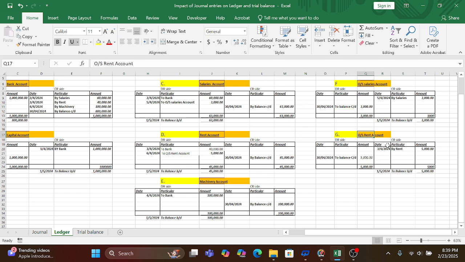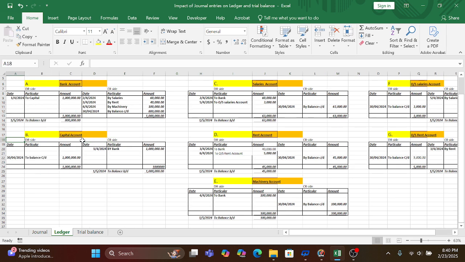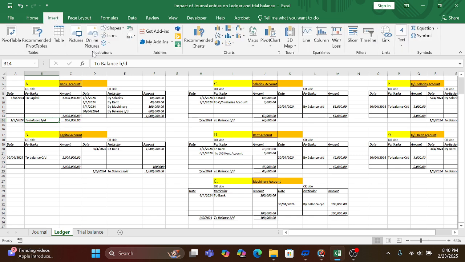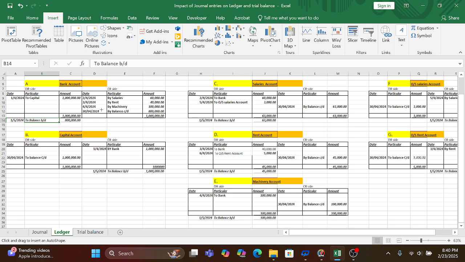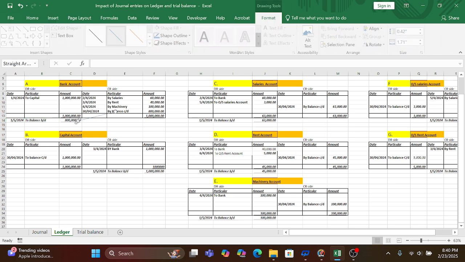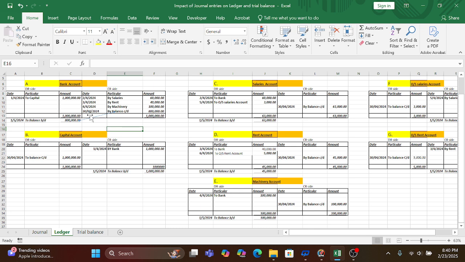And if you see outstanding rent, we have a balance in the credit side, that's 5,000, and then it will be closed in the debit side to balance c/d, that's 5,000. After that, in the next month we also need to open these balances. So if you see here, our balance will always be opened on the opposite side.